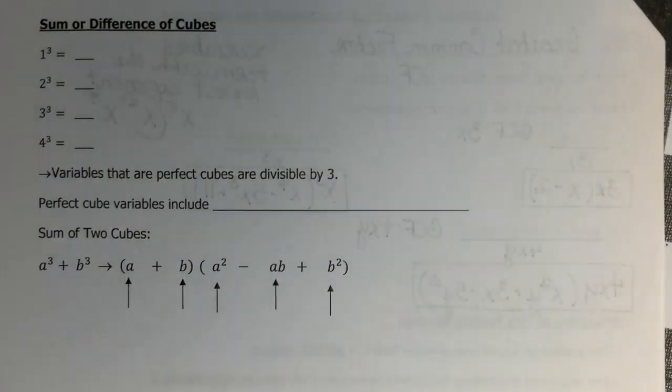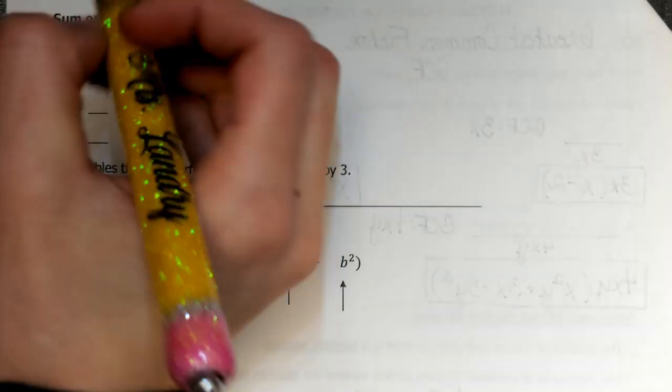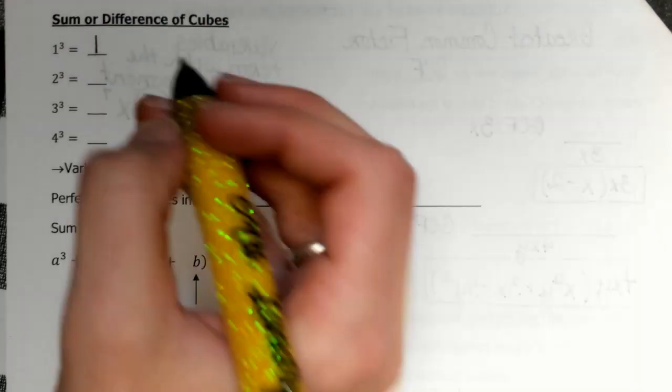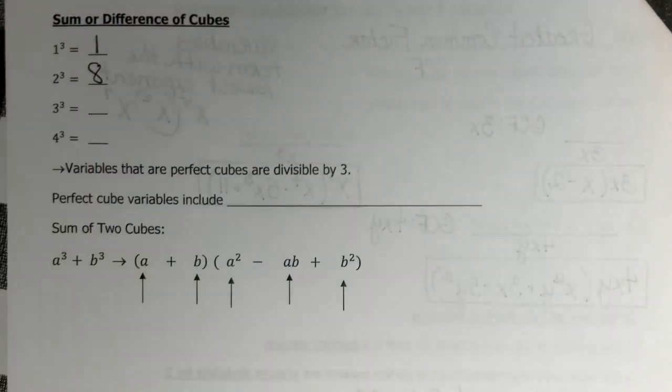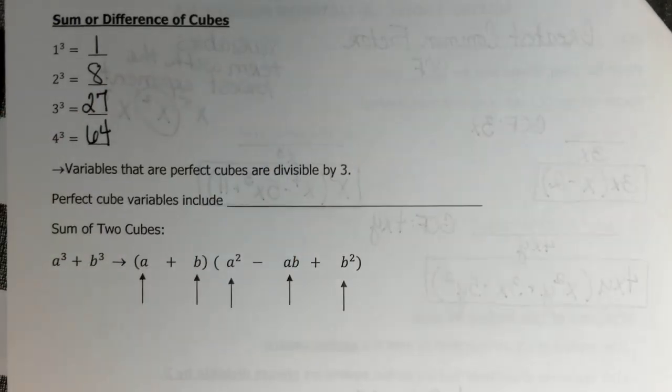Now, when you get to cubes, it's different. You can have the sum and difference of cubes. Okay, let's talk about our perfect cubes. If I take 1 and cube it, that's 1 times 1 times 1, which is still 1. 2 cubed, 2 times 2 times 2, is going to give me 8. 3 cubed is 27, and 4 cubed is 64. You can treat these numbers just like you would a square root. If you don't know if it's a perfect cube, you can do it in your calculator, which I'll show you how to do in a second.